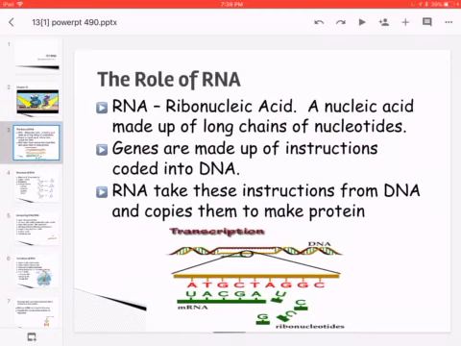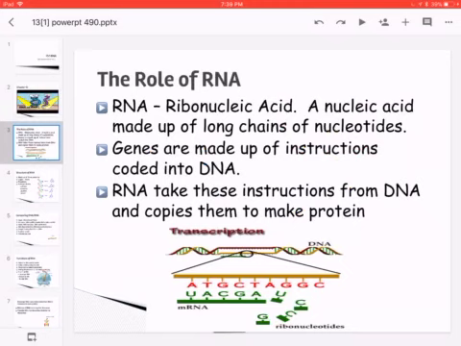So genes are made up of instructions coded into DNA. Remember we said DNA holds part of the recipe for protein, and DNA carries a code that is necessary for the production of protein. The issue is DNA cannot leave the nucleus, so it needs something to come and get the code from DNA to bring it to the ribosomes where proteins are made.